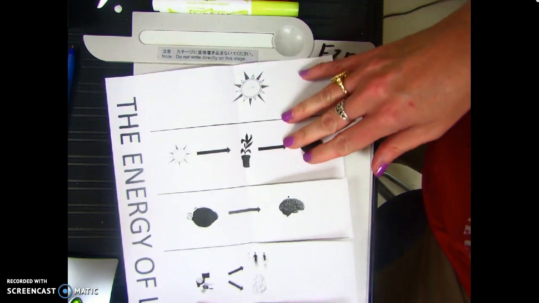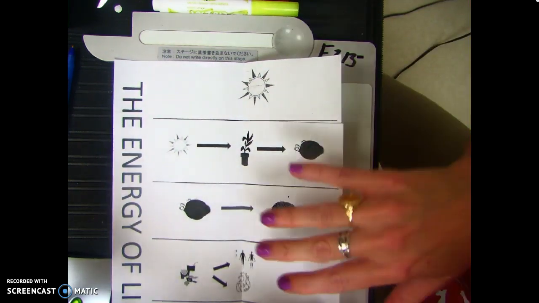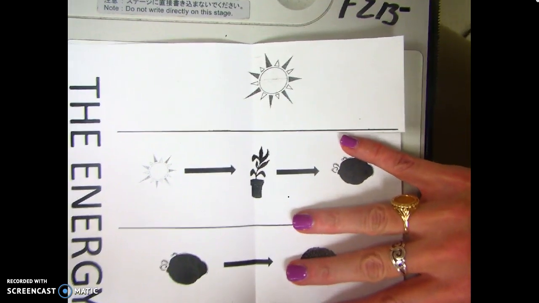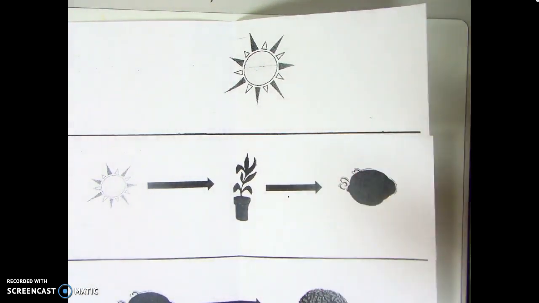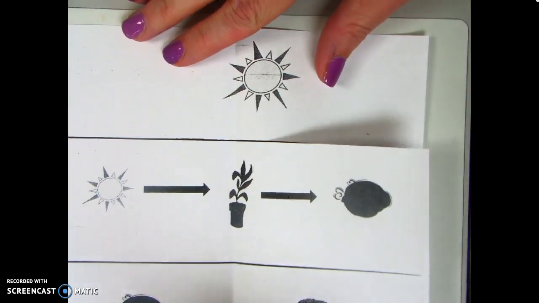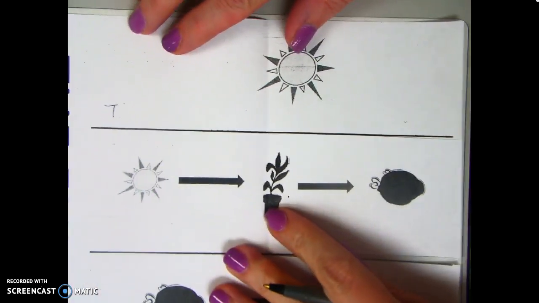So then we're going to turn our paper, and we're going to write and describe what's going on with energy in these pictures. So I'm zooming in. And the first one we see the sun. And what's the sun have to do with energy? Make sure you can see what I'm writing.